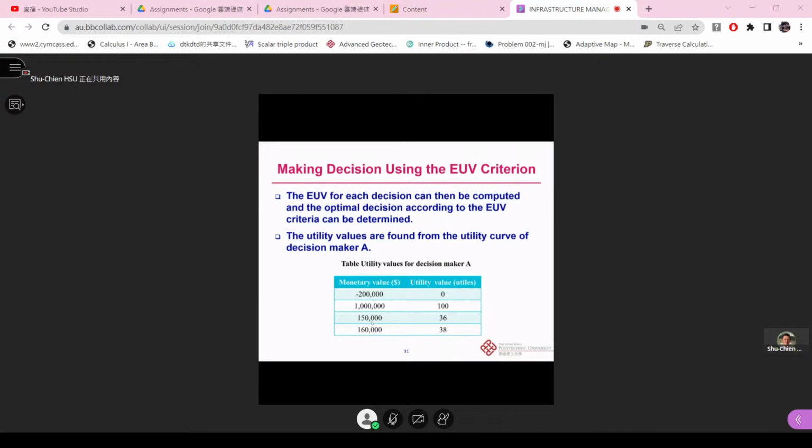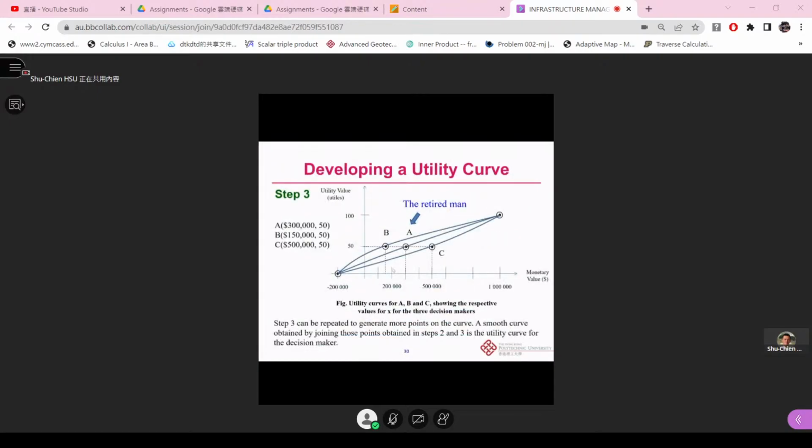the monetary value, the expected money it can get, is like 150,000. Then the utility value will be very close to 36 if we count this back. So 150,000 should be here, and if this is the utility value, then we move it to the x axis. You can see that it should be somewhere around 36. All right, so it's based on this line.